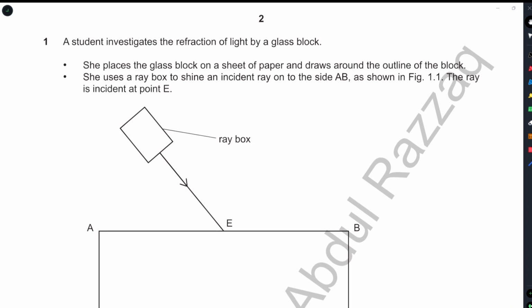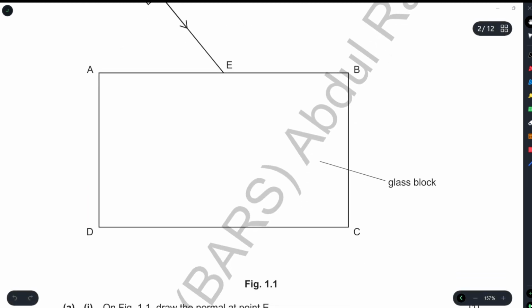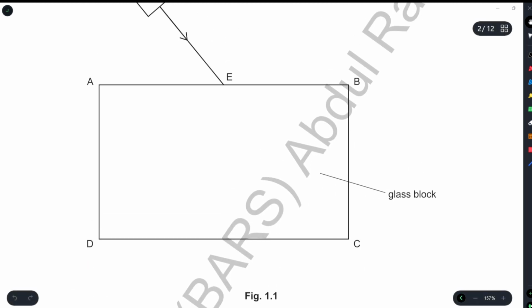In this case, question number one, the student investigates the refraction of light by a glass block. She places the glass block on a sheet of paper and draws around the outline of the block. She uses a ray box to shine an incident ray onto the side AB as shown in figure 1.1. The ray is incident at point E. Draw normal to point E.